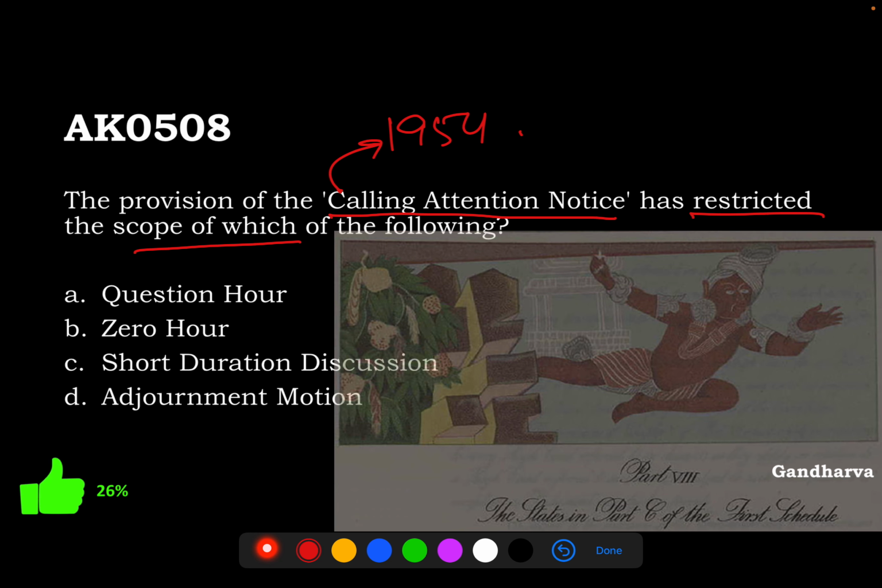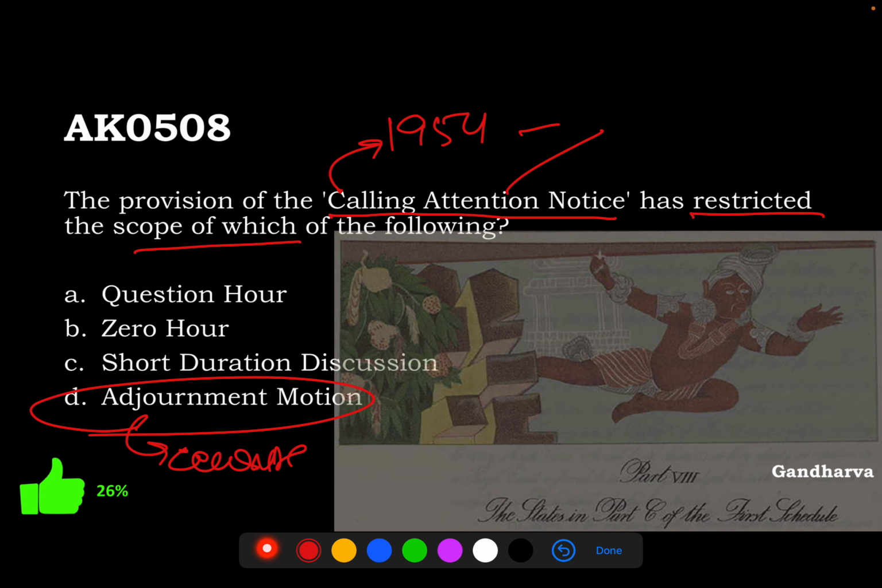And before that, the MPs, members of parliament, would very frequently use adjournment motions to bring urgent matters to the floor. Now, because an adjournment motion contains an element of censure, that is criticism against the government, and it can disrupt the scheduled business of the House, speakers have generally been reluctant to allow these kind of procedures. Whereas calling attention provides that middle path because it is non disruptive.